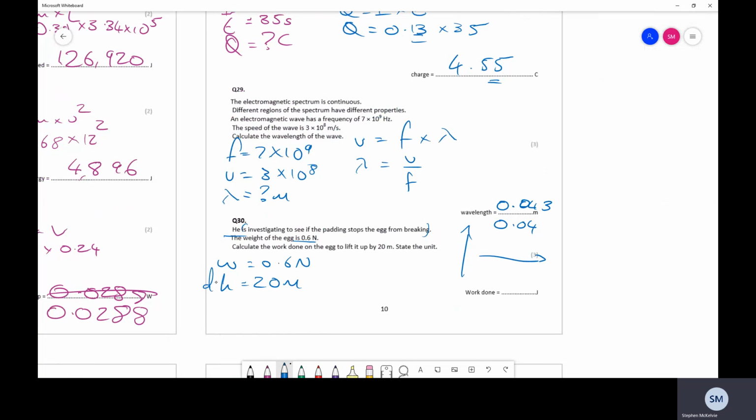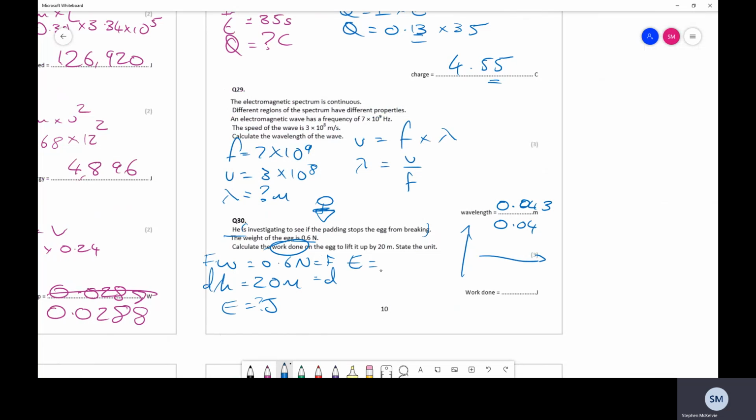So I could also write that down as distance is equal to that. And another word for weight, of course, is force, because weight is the force due to gravity acting down on an object. So what I really have here is the force and the distance. And they're asking me to calculate the work done, which, as we all know, is energy, measured in joules.